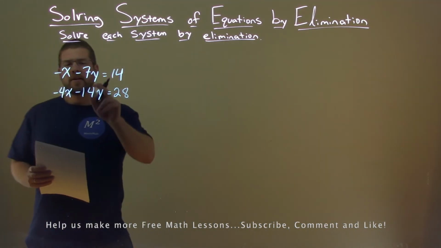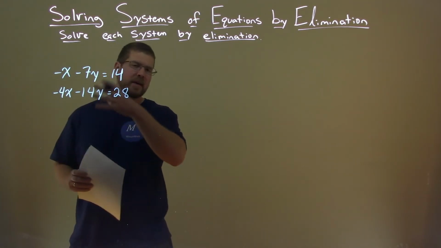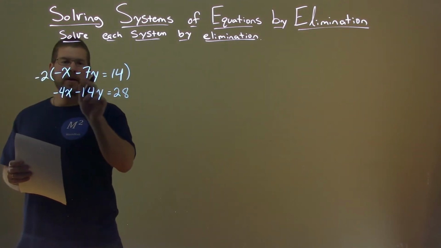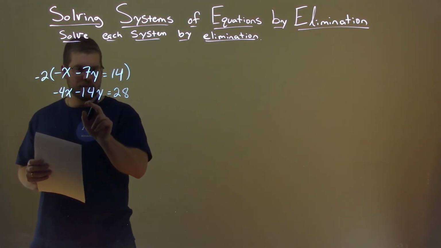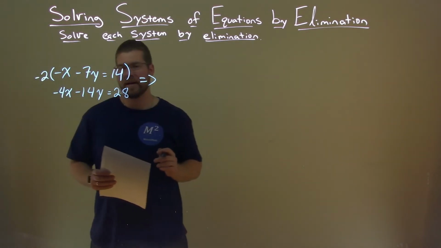I see the 7 and 14, and I can multiply 7 by 2 to get 14, so there's my goal. If I multiply it by a negative 2, though, I'll get a positive 14y here, which then eliminates the y variable. So let's multiply the whole top equation by negative 2.